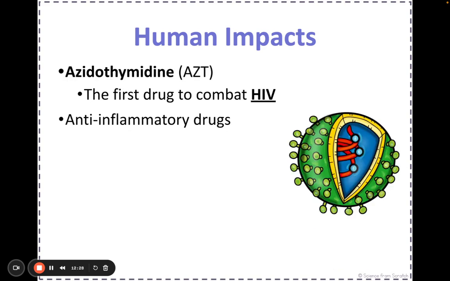AZT was the first drug to combat HIV, and there's also some anti-inflammatory drugs that have come as a result of some of those chemicals from sponges.